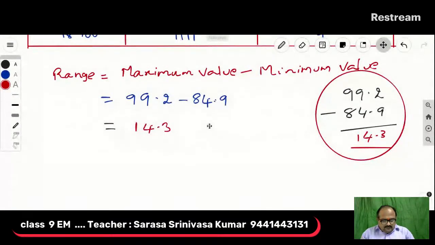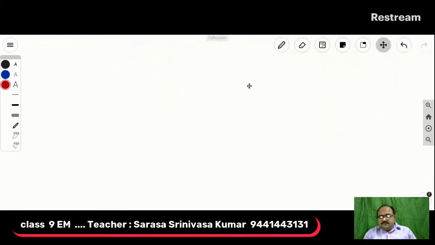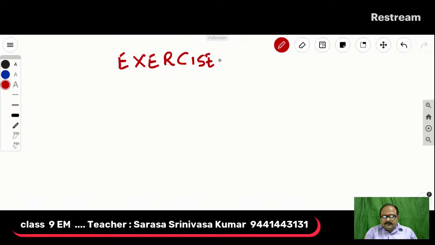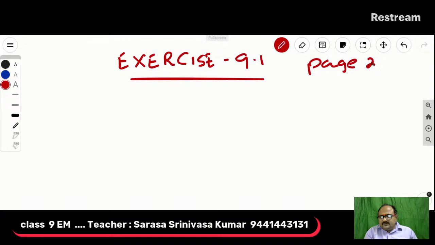Now we consider the next problems. These problems are taken from exercise 9.1, page number 200.